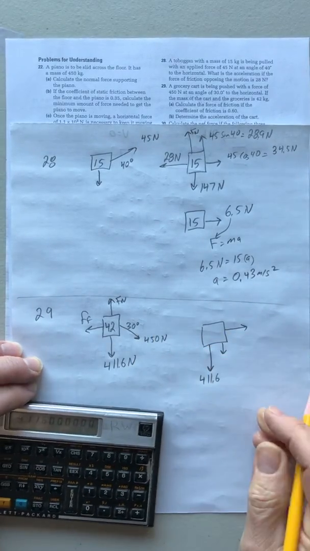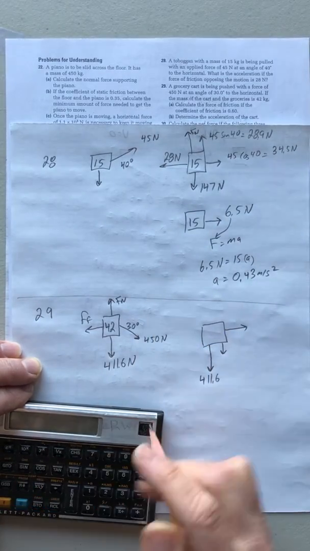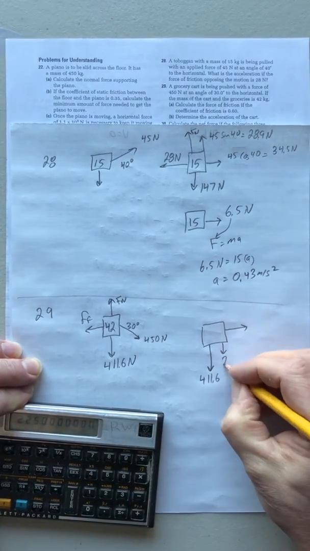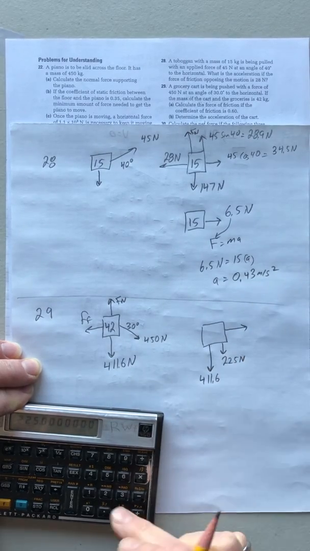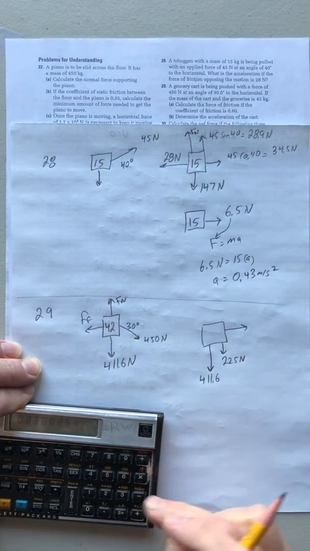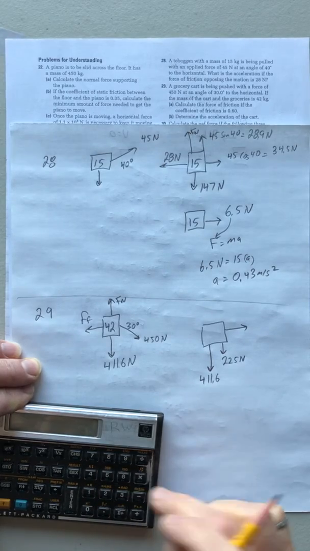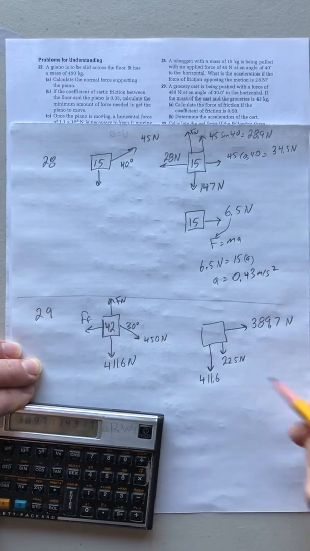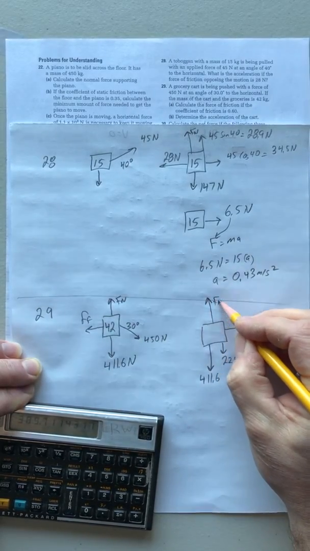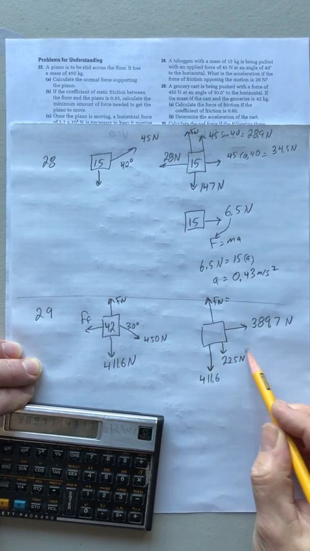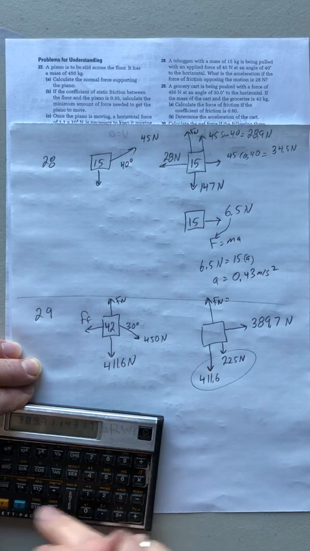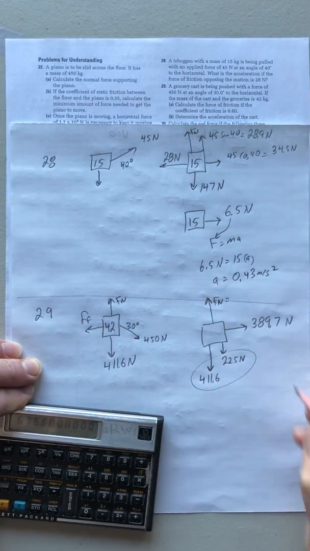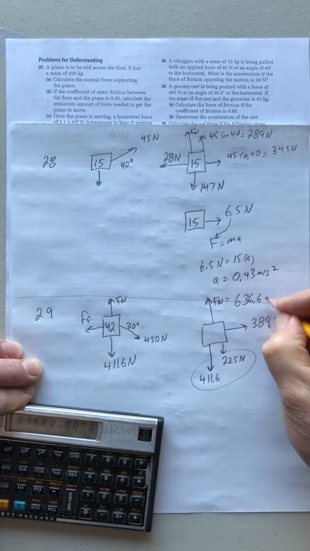And we're going to break this up, so sine of 30, it's actually negative sine of 30. So it's going to be 225 newtons in the down direction, 30 cos times 450 is 389.7 in the forward direction. And now we need to find a normal force here that balances those two off. So if I take those two and add them up, so 411.6, 225, add that guy up there, my normal force would be 636.6 newtons.